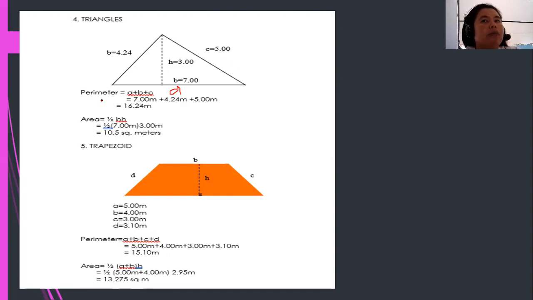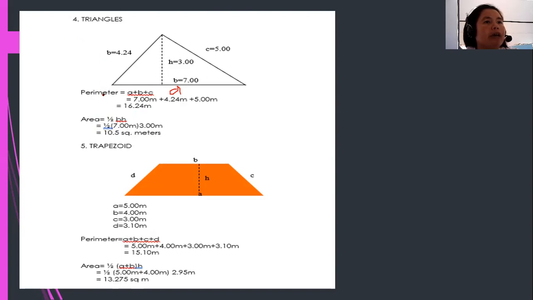So let's find the perimeter. Perimeter is equivalent to A plus B plus C. So let's substitute the letters with their equivalent numbers. A is 7.00 meters plus B is 4.24 meters plus C is 5 meters. Then add all of this, which is equivalent to 16.24 meters. Okay, how about the area?